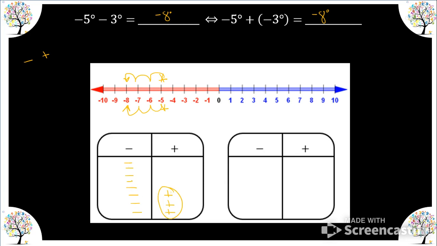We have 8 negatives. In this example, we're going to have 5 negatives, and we're going to add 3 more negatives. We have a total of 8 negatives.